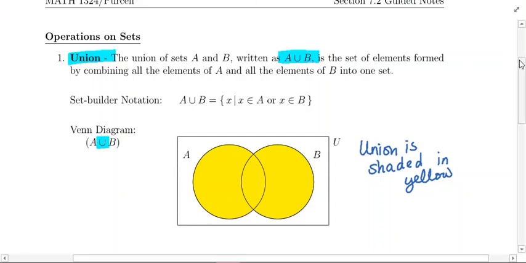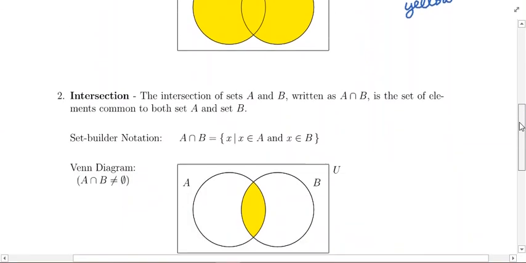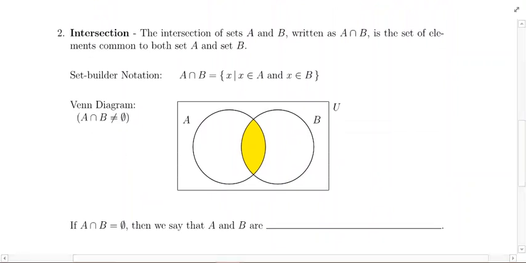All right, so let's look at the next operation. Intersection is next. The intersection of sets A and B is written as A intersect B. So this is the notation you're looking at for intersection. It's like an upside down U. It is the set of elements common to both set A and set B. If you look at the Venn diagram, you have your set A and your set B, and in yellow, the intersection is what's shaded.